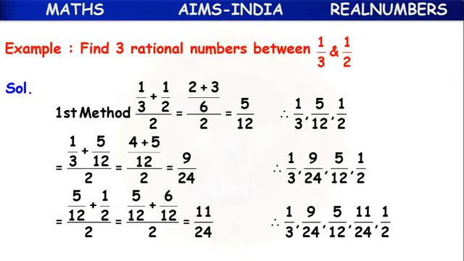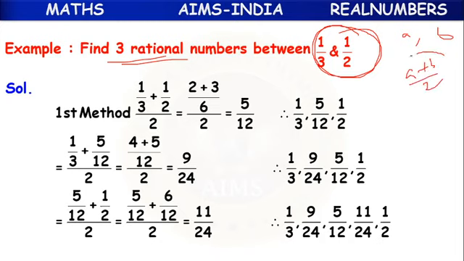Next, children. In this method, we have to find three rational numbers between 1/3 and 1/2. What we have learnt is that if a and b are two numbers, then (a+b)/2 will be a rational number between them. So to find the first rational number, we have to add the given rational numbers and divide by 2.